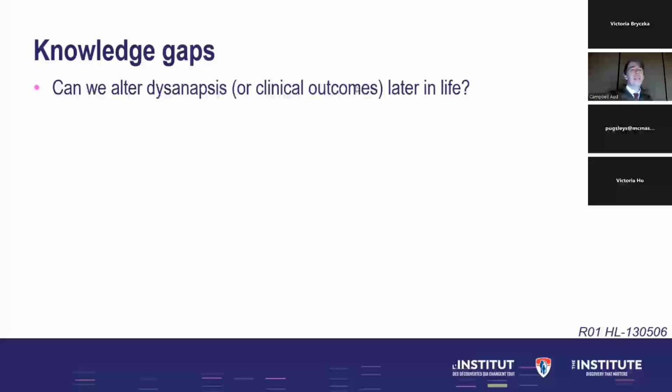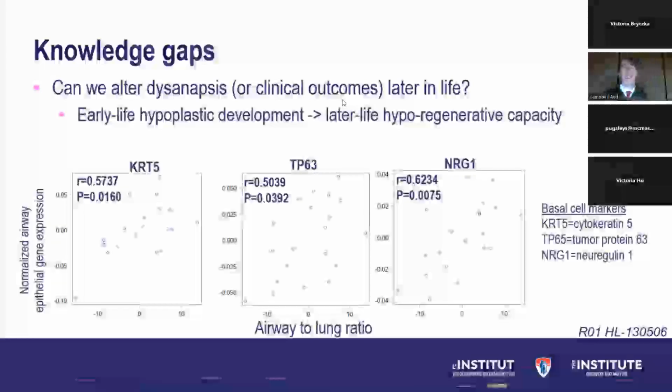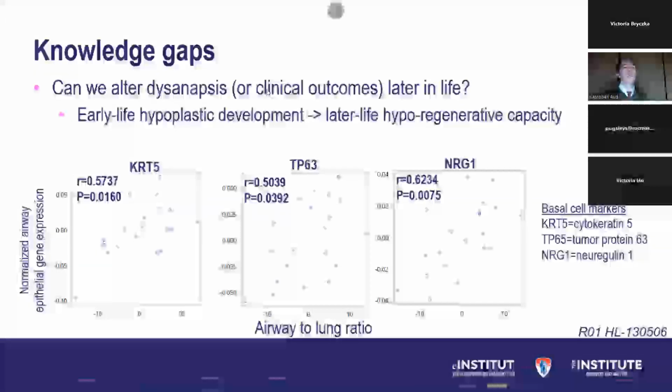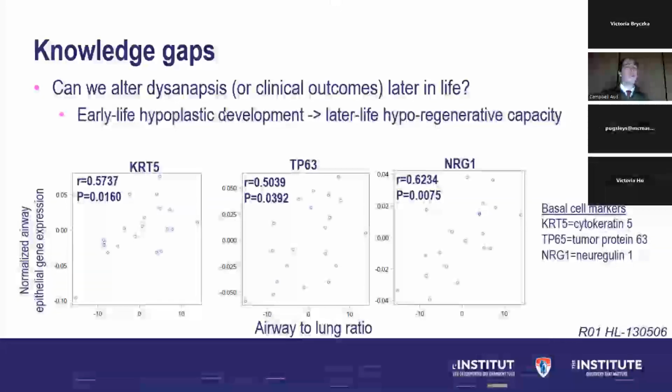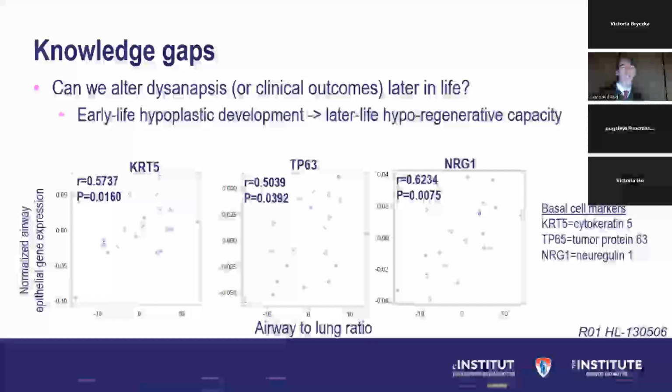Can we alter dysanapsis later in life? Sometimes grant reviewers will say, well, if this is established early in life, who cares? We can't change it, so why pursue it further? I'm not totally sure of that. I appreciate the pessimism, because it forces you to really think about impact. But I think there may be some active processes that we could act upon above and beyond prevention, avoiding smoking, avoiding air pollutants, and so on.